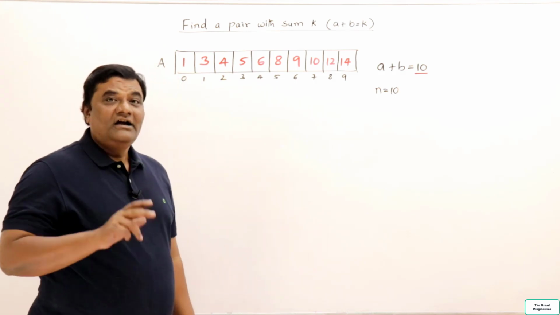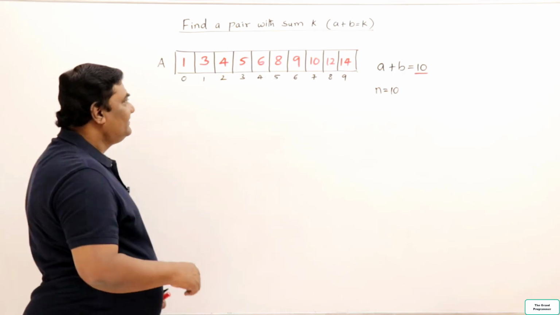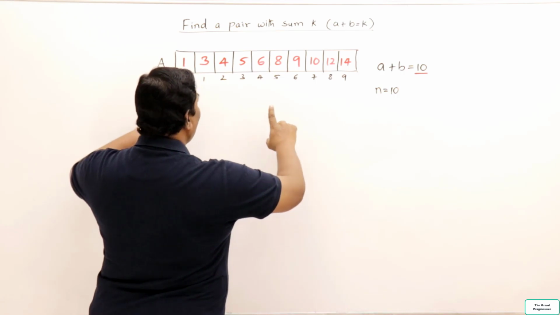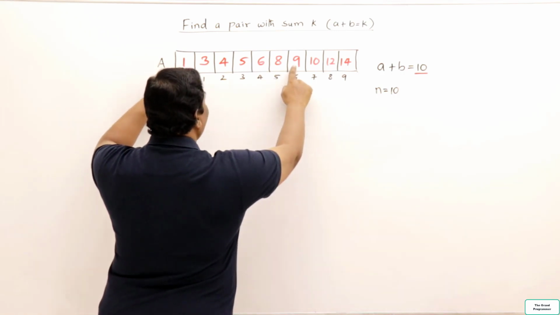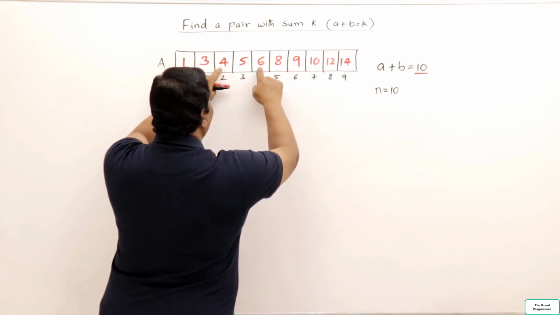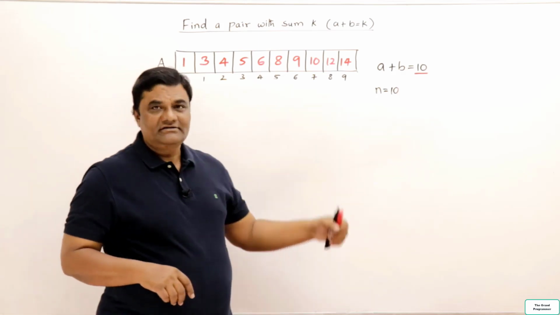So in a sorted array, how to find this, we will see. I'll show you the procedure. See, we want a pair. So first let us check whether there are any elements or not. Like 1, 9, it's there. And 4, 6 is also there. Yes. So we have two pairs of elements whose sum is equal to 10.